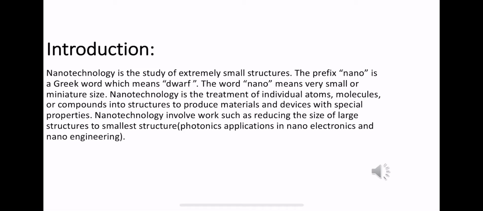Nanotechnology is the treatment of individual atoms, molecules, or compounds into structures to produce materials and devices with special properties. Nanotechnology involves work such as reducing the size of large structures to smaller structures. Photonics application is nanoelectronics and nanoengineering.